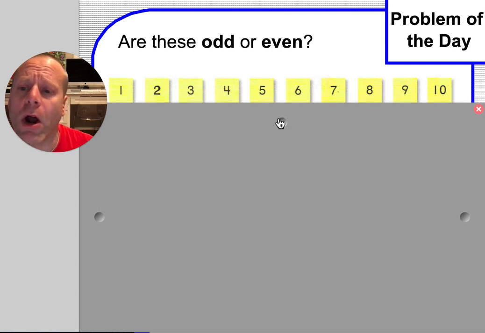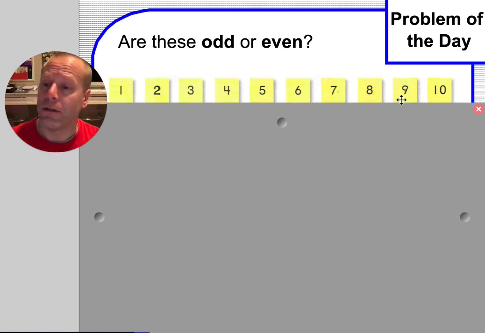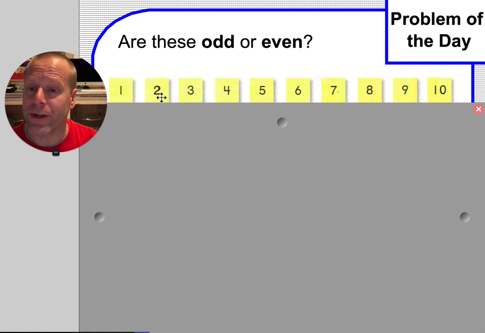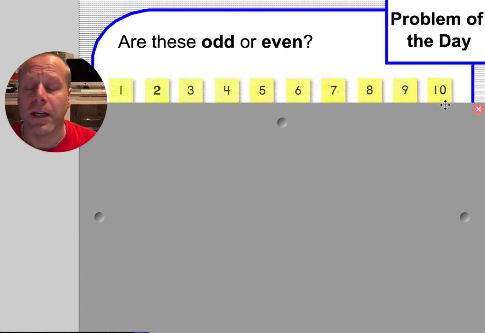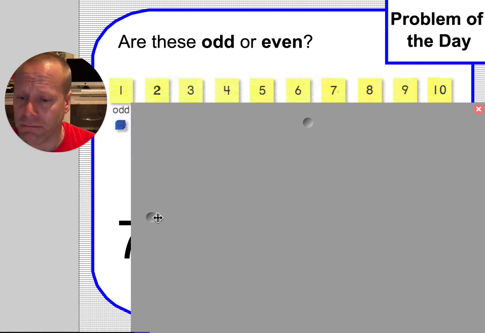So here are all the possible ones digits. You could have a 1, you could have a 2, you could have a 3, you could have a 4, you could have a 5, you could have a 6, you could have a 7, you could have an 8, you could have a 9, and technically you could have a 0, though the 10 doesn't really matter, because a 10 you can always break into 5 and 5. I'll get to that. My question is, are these numbers odd or even?